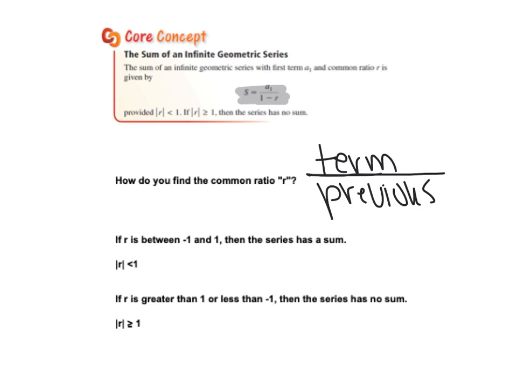If you find the ratio, and the ratio is between 0 and 1, that means that R is going to be a fraction or a decimal between 0 and 1. Then the series has a sum and you can use the formula. If R is greater than 1 or less than negative 1, then it has no sum, and if that's the case, then you just say there is no sum and you move on.